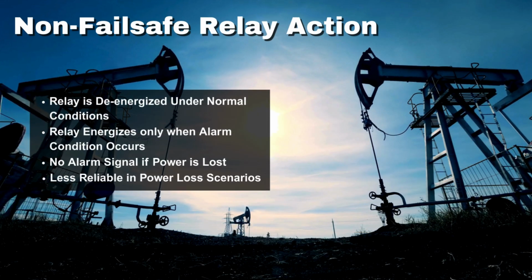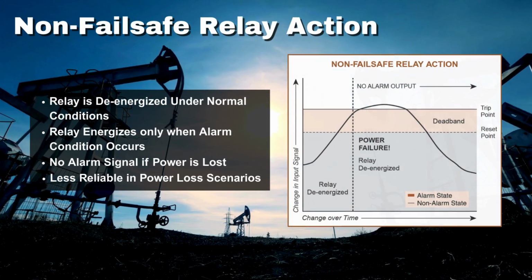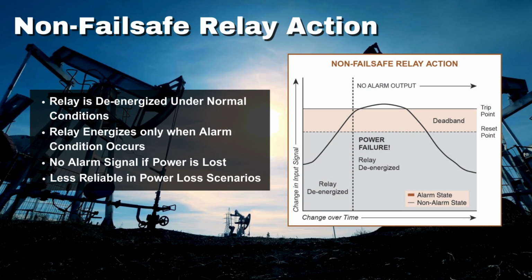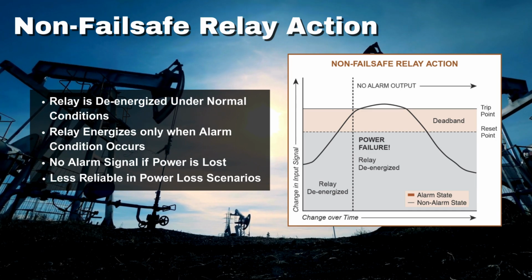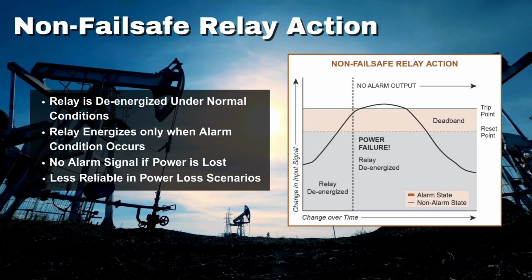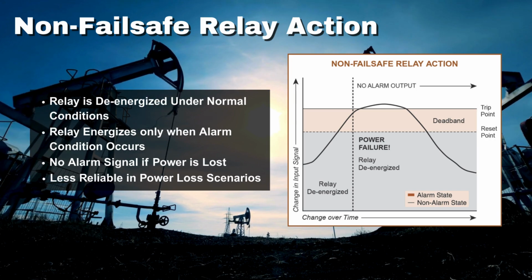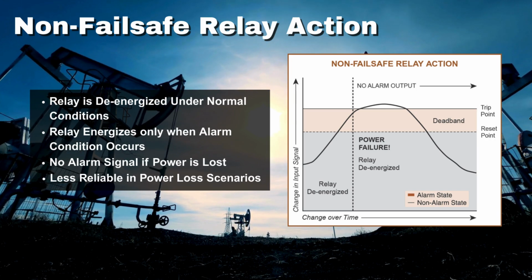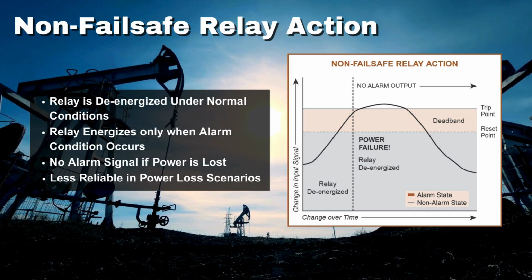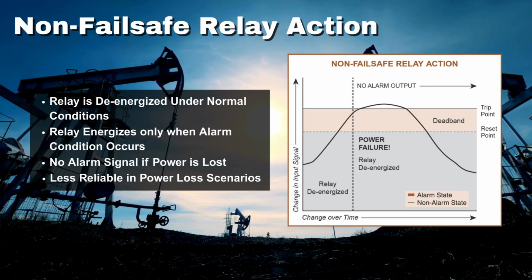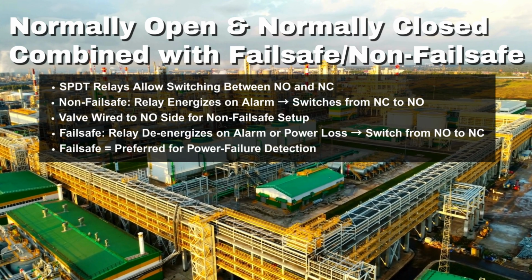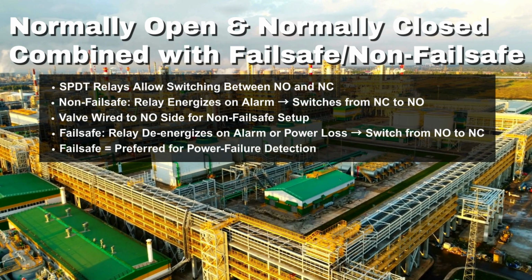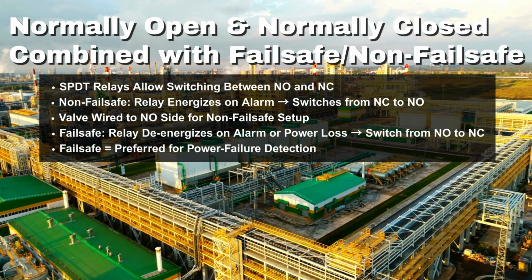In a non-failsafe setup, the relay stays de-energized under normal conditions and only energizes on alarm. But if power is lost, the relay cannot energize, so the alarm won't activate, making it riskier in safety applications. That's why failsafe is the standard choice in most process environments. You can combine failsafe or non-failsafe configurations with normally open or normally closed contacts to fine-tune your alarm response.